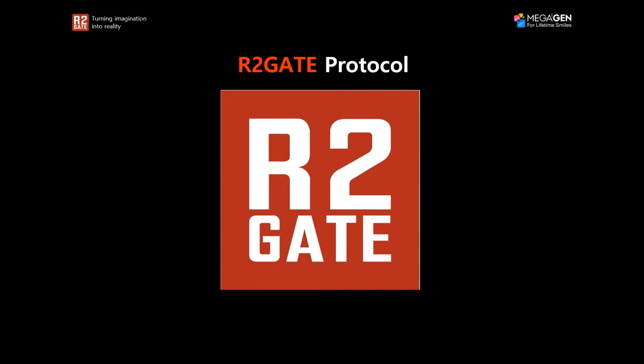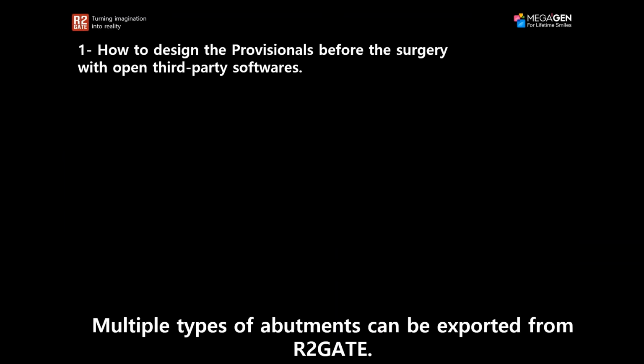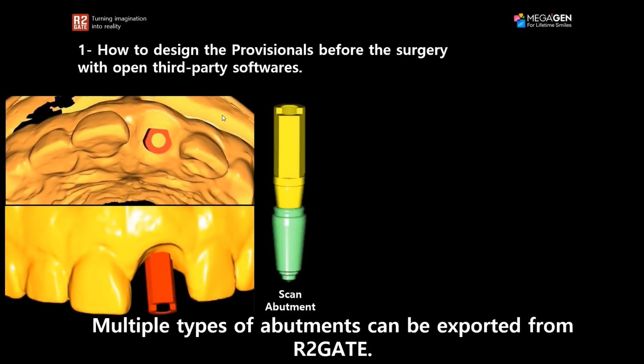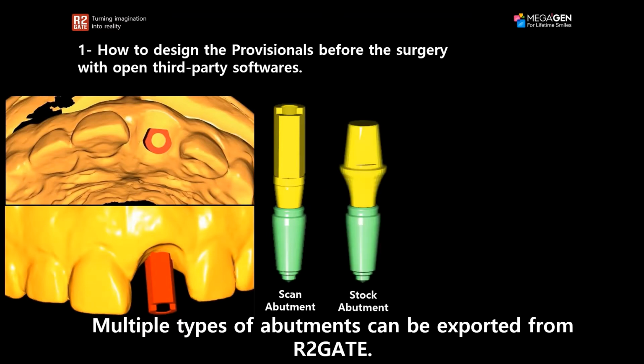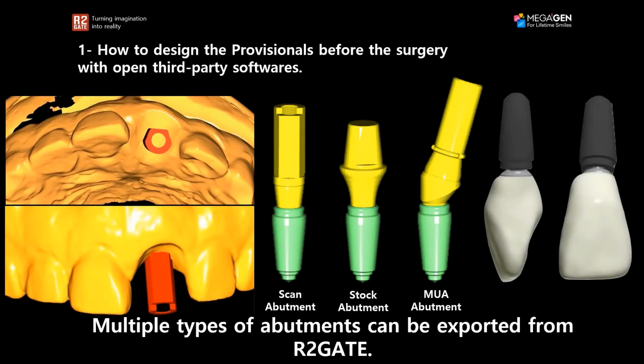Let me show you how we could do that with the R2GATE protocol. Number one, how do we design the provisionals before the surgery with open third-party software? Well, in the R2GATE software, when you're treatment planning your implant, you have the option to export many different types of abutments from the software. These could be a scan abutment, and you could use that scan abutment and model in order to design the crown before the surgery. Number two, you can also export a stock abutment, and you could also export a multi-unit abutment. And that allows you to design the prosthesis before the surgery.